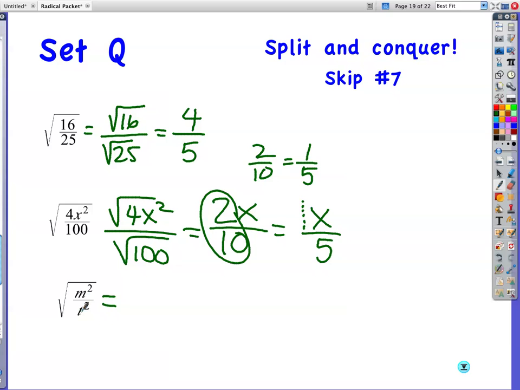m squared over t squared. Square root of m squared over the square root of t squared. The square root of m squared becomes m. The square root of t squared is just t. That's all there is to that.